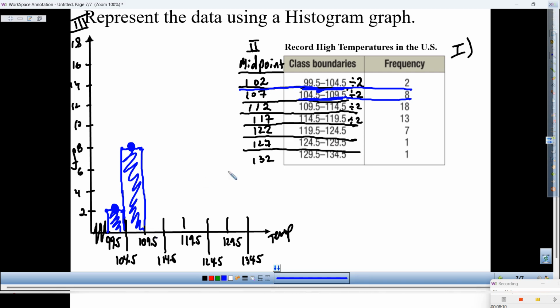I'm going to help you with the next one. Once again, boundaries and frequency. 109.5, 114.5, all the way to 18. Midpoint. Connect them. Close it. Shade it.